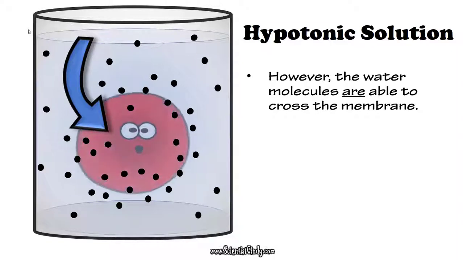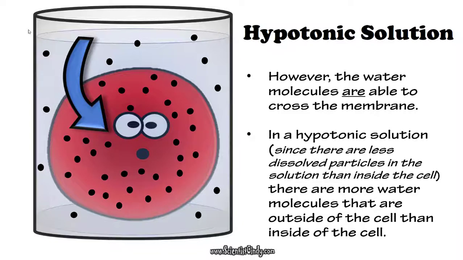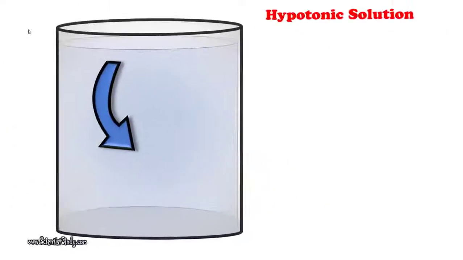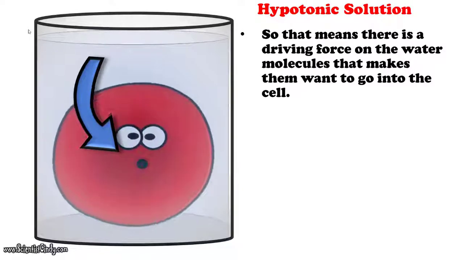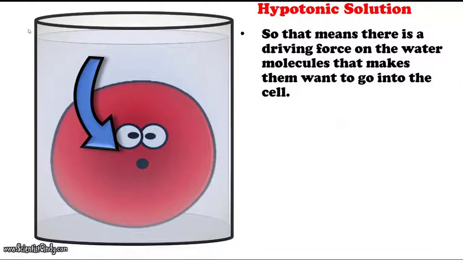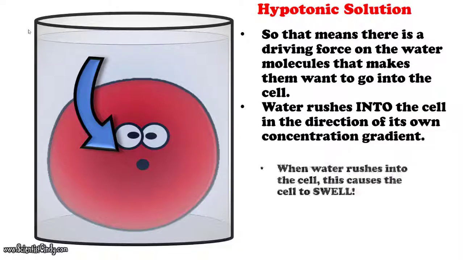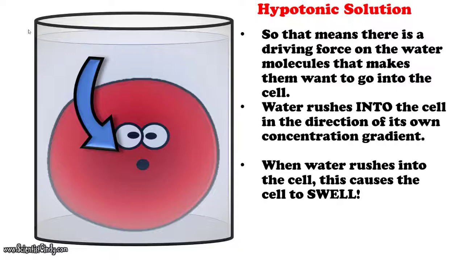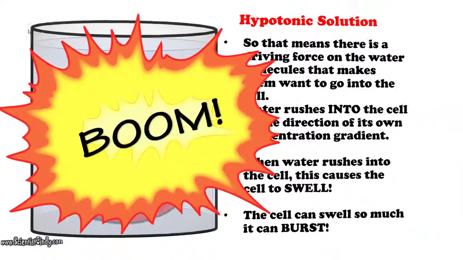In a hypotonic solution, since there are fewer dissolved particles in the solution than inside the cell, there are more water molecules outside the cell than inside the cell. So that means there is a driving force on the water molecules that makes them want to go inside the cell. Water rushes into the cell in the direction of its own concentration gradient. This causes that cell to swell. The cell can swell so much it can burst.